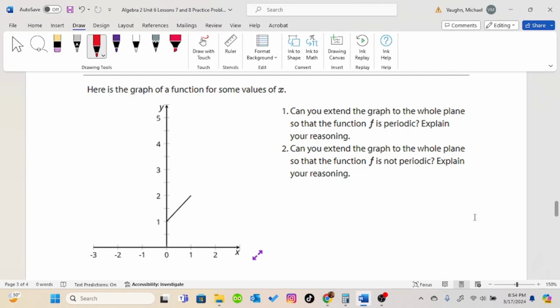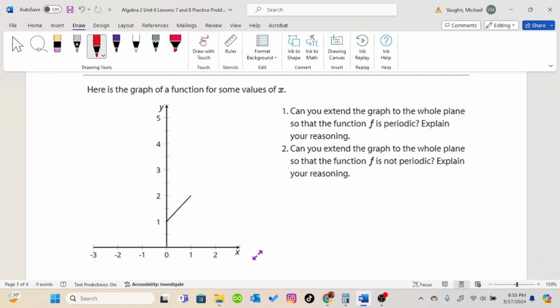Here's the graph of a function for some values of x. Number 1, can you extend the graph to the whole plane so that the function f is periodic? Explain your reasoning. We could.